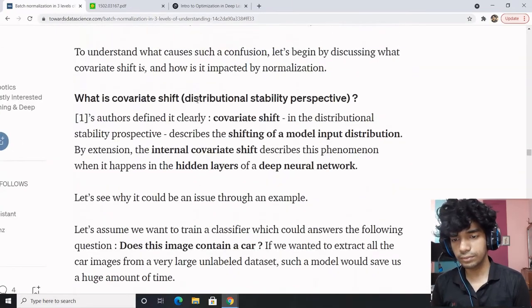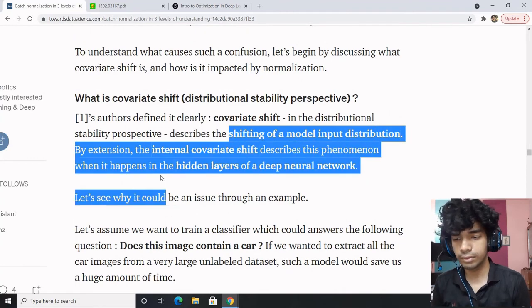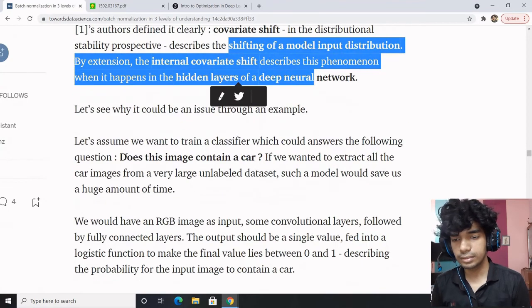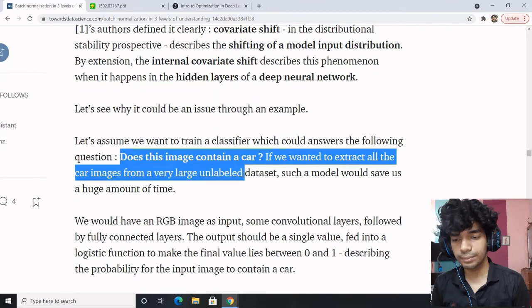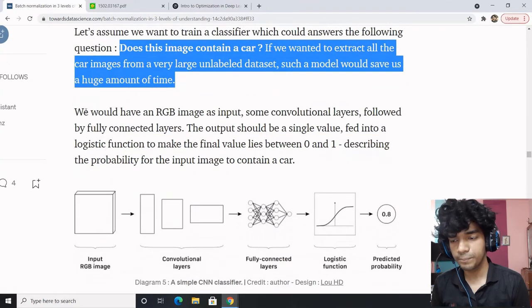So what is internal covariate shift? Shifting of a model input distribution. By extension, internal covariate shift describes the phenomenon that happens in hidden layers. Does this image contain a car? If you want to extract all the car images from a very large unlabeled data, such a model would save a huge amount of time.